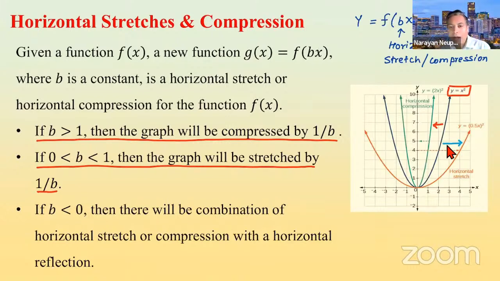And if we multiply by a number between 0 and 1, the graph will be wider, or the graph gets stretched. Okay. And if the value of b is negative, then it will be the combination of those two, and also it will be the reflection about the x-axis. So that is the fundamental idea about the horizontal stretch and compression on the graph of a function.